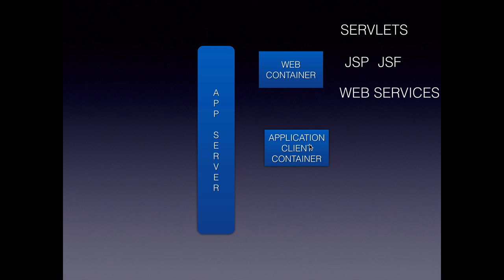The second important container is the application client container, which knows how to do dependency injection and also manage security for our application: authentication, authorization, confidentiality, and all that. If you are not familiar with dependency injection, if class A depends on class B in our application, instead of us instantiating class B inside class A, the container will instantiate class B and inject it at runtime into class A, so that we can simply focus on the logic. Dependency injection is a service provided by the application servers, or the application client container inside an application server.